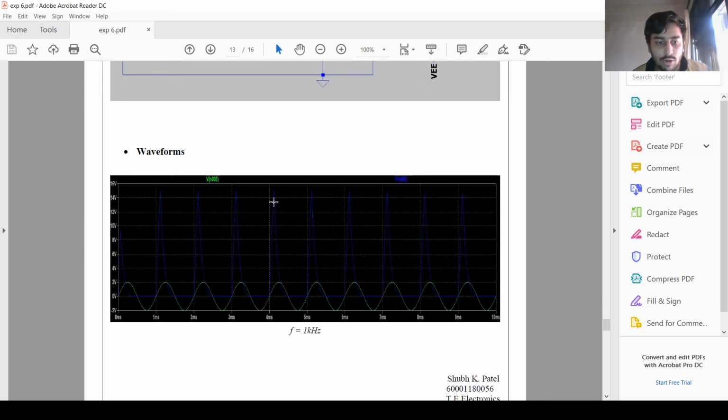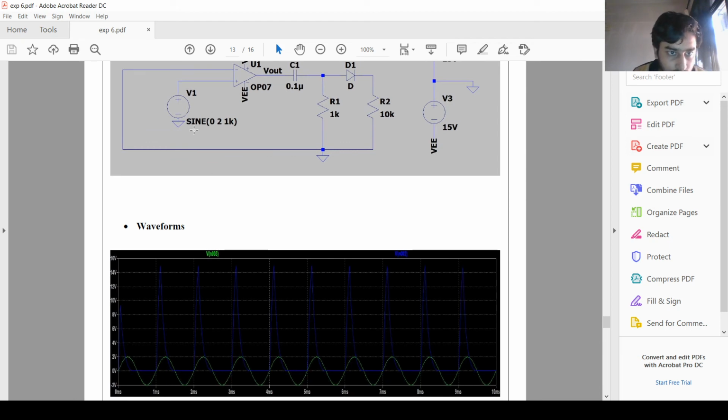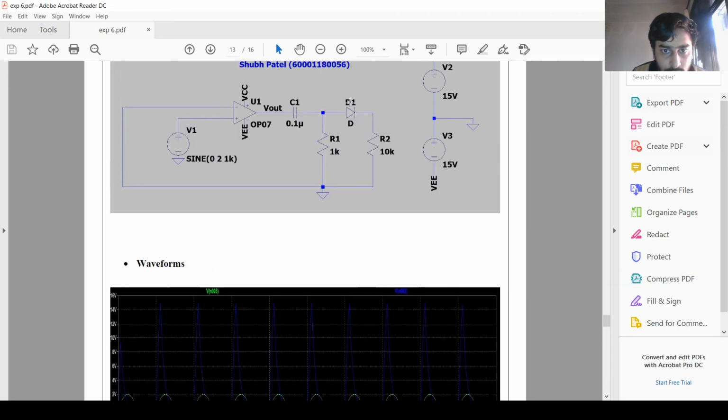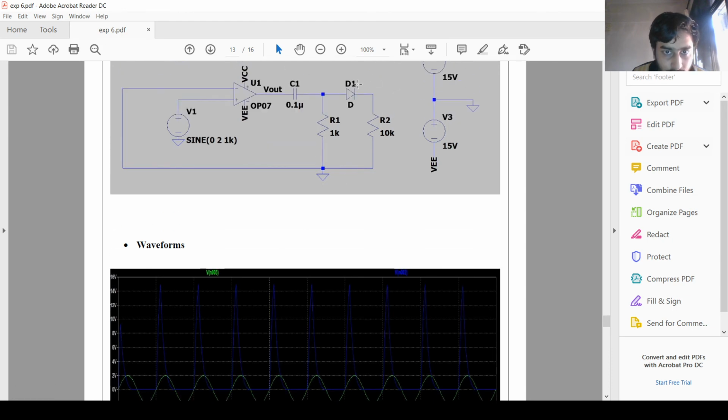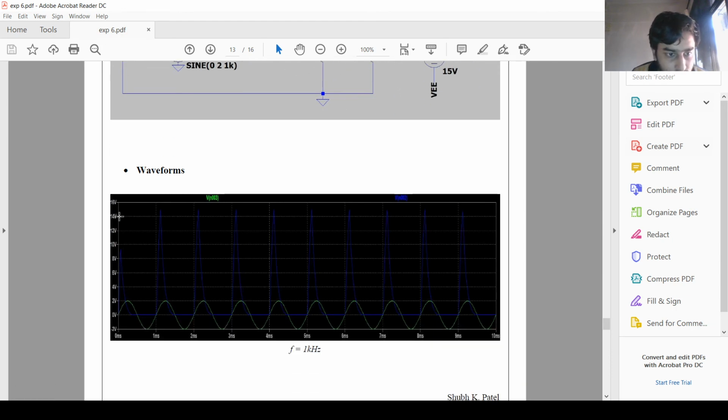So let's check the output waveform. As you can see, we have applied a sinusoidal voltage. This is the sinusoidal voltage in green color, and we can see only the positive spikes due to diode D1. As you can see, these blue spikes are the positive spikes. So that's all for the time marker circuit.